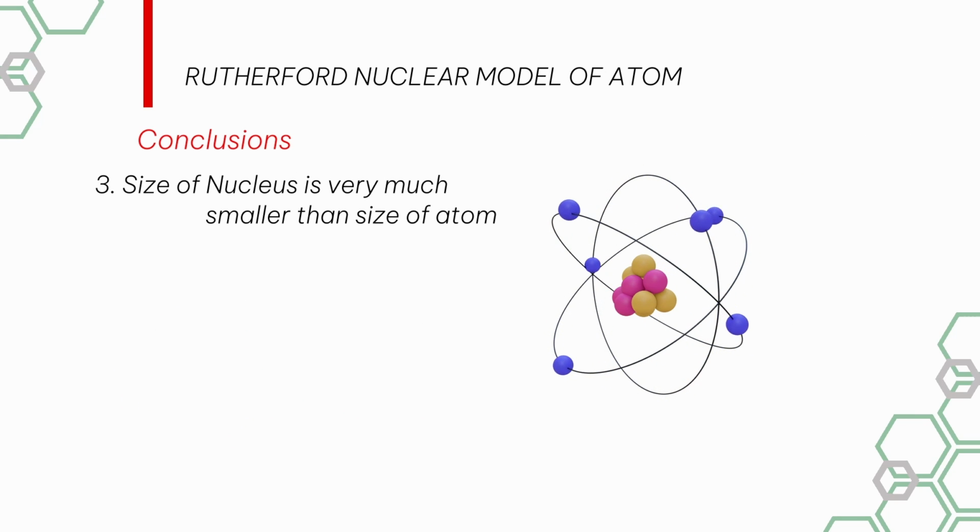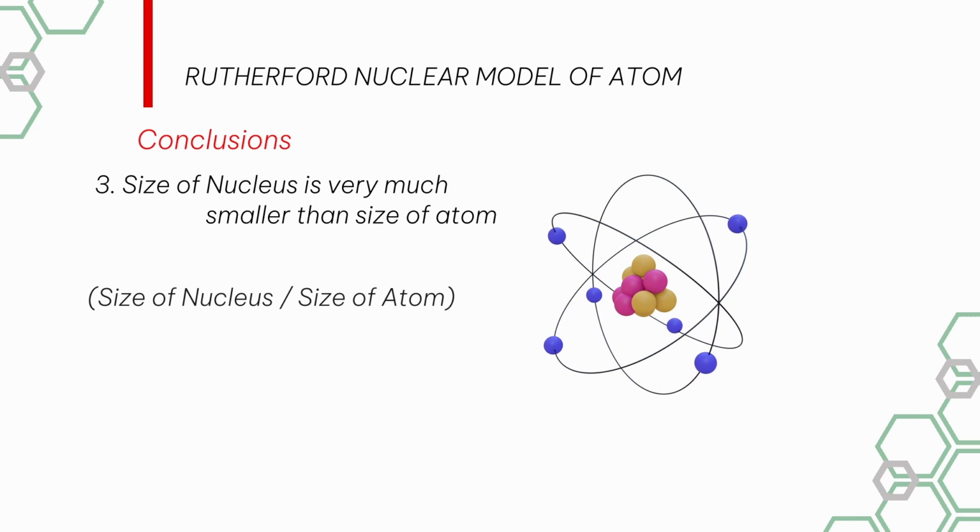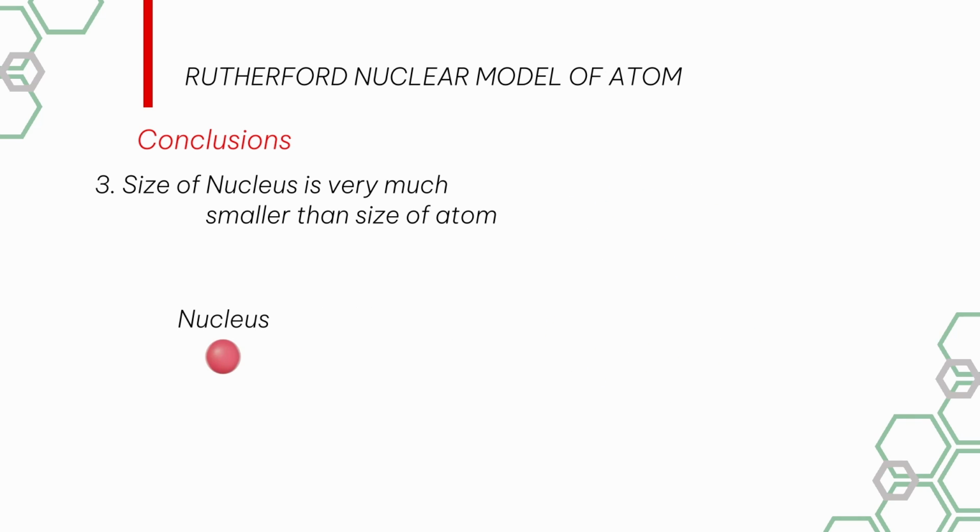Third, according to Rutherford's calculations, the size of the nucleus of an atom is very small, about 1 lakh times less than the size of an atom. If we assume that the size of a nucleus is equal to the size of a pea, then the radius of the atom will be about half a kilometer.